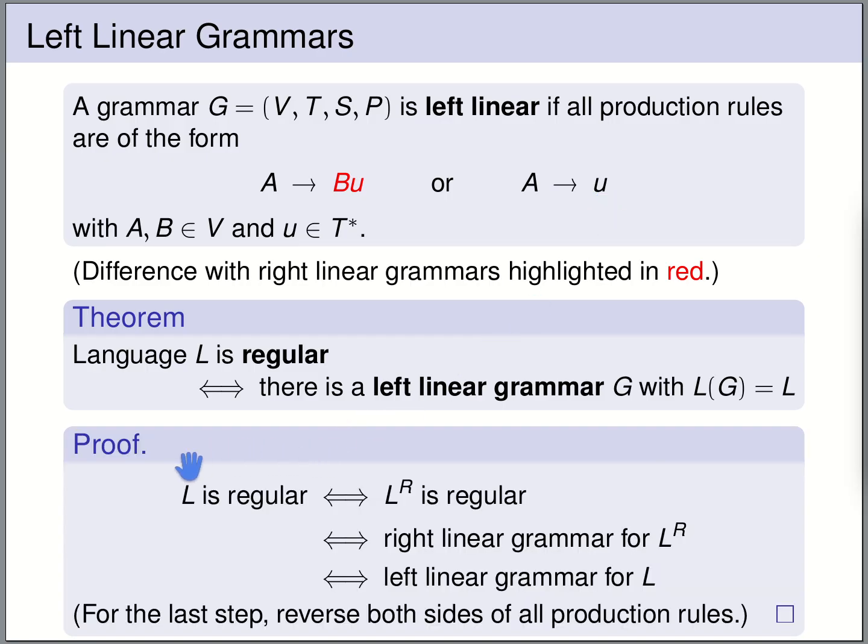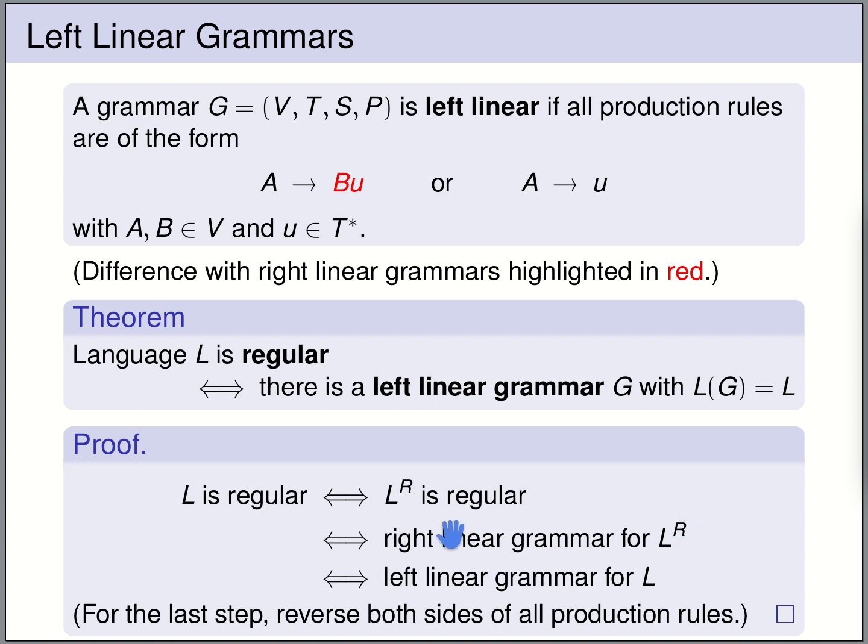We know that a language is regular if and only if the reverse of the language is regular. If you recall, we have proven that using non-deterministic automata by turning around the arrows in the transition graph and swapping the final and starting states. Now, the reverse of L being regular is equivalent to saying that there is a right linear grammar for the reverse language, just because we know that the right linear grammars define precisely the class of regular languages. So if this language is regular, there must be a right linear grammar for it.